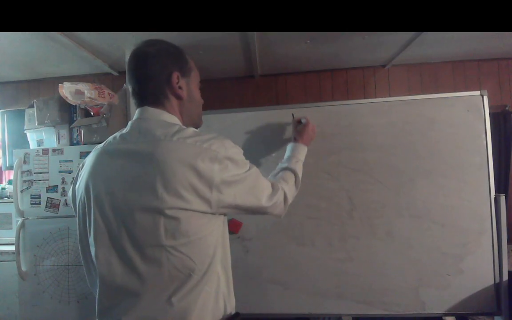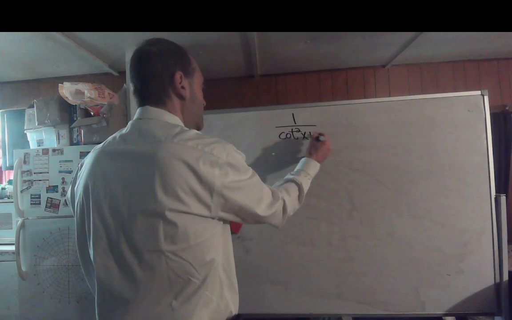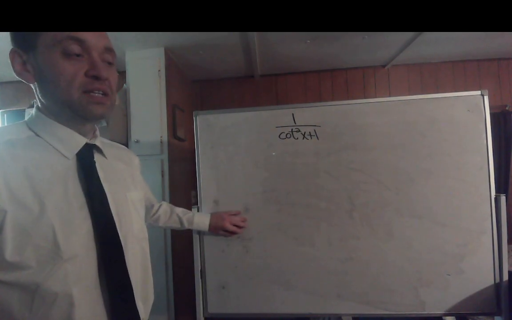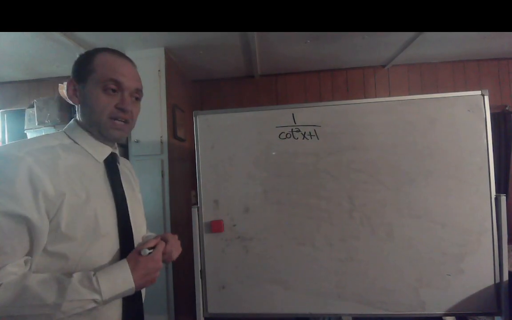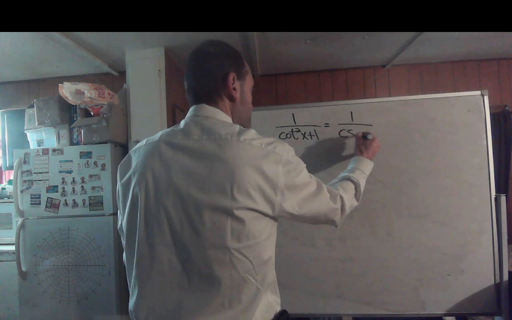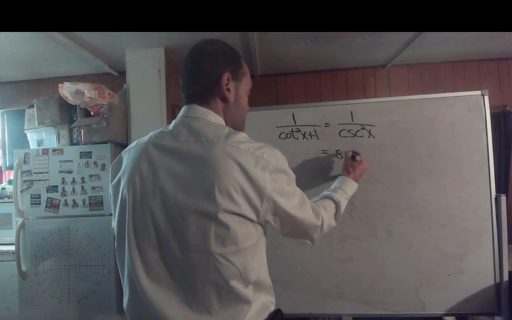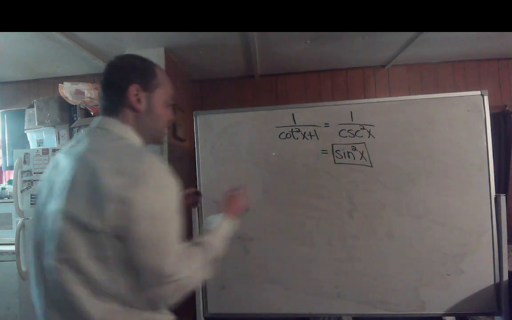Alright, let's see. We have 1 over the cotangent squared of x plus 1. Well, that cotangent squared plus 1 is a lesser used Pythagorean identity. Cotangent squared plus 1 actually turns out to be cosecant squared. So this is the same as 1 over the cosecant squared of x, which would just simply turn into the sine squared of x. So in the end, you should just get the sine squared of x.